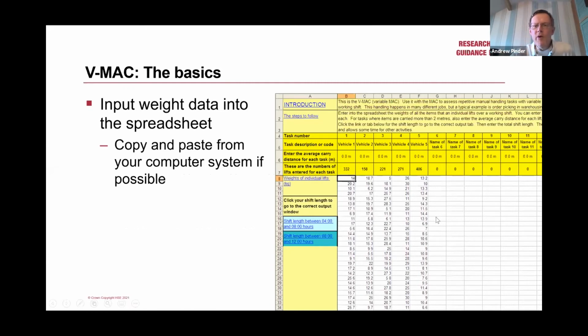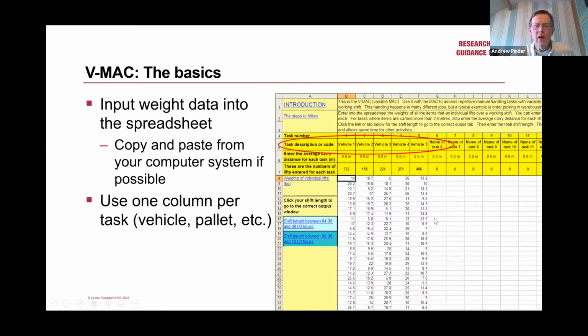So what you do is you get hold of your data, you copy and paste from your computer system, if possible, into the spreadsheet. And we recommend that there's 16 columns in here with, I think, 500 rows per each. So you can put a lot of data in there.